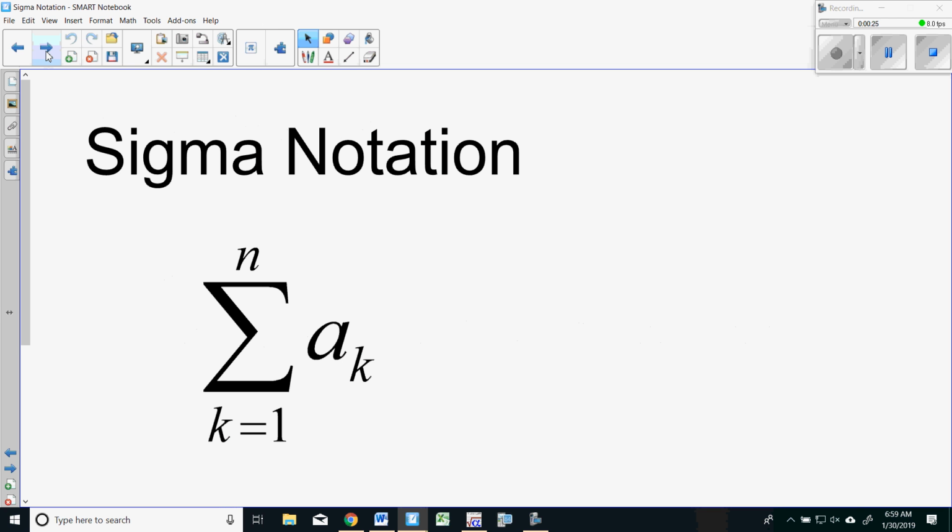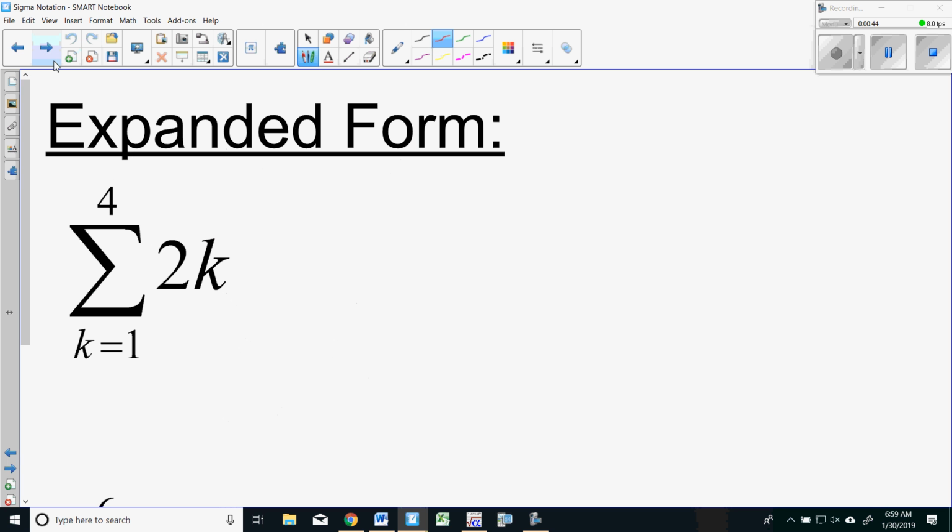Now, for sigma notation, just to refresh your memory, we have the sigma, which is the capital E looking thing, and then we have the k, which goes from 1 to n. That's kind of the counter. And then a sub k is some formula that we have in our notation. So if we have sigma notation k equals 1 to 4 of 2k.